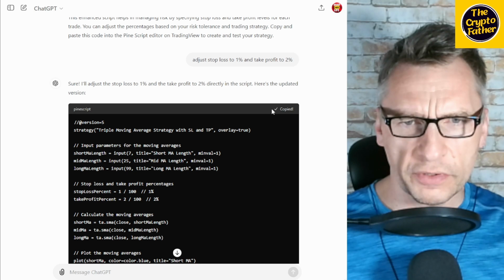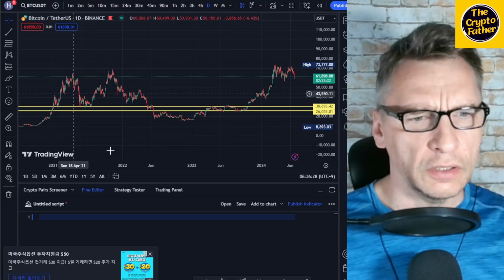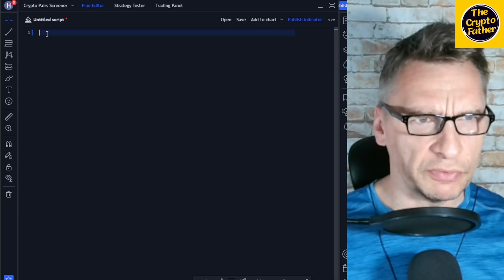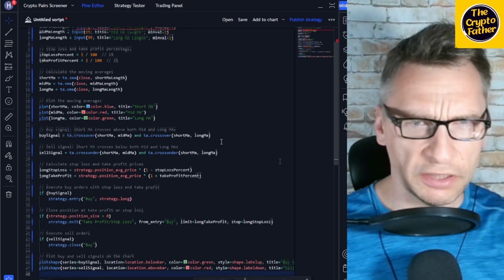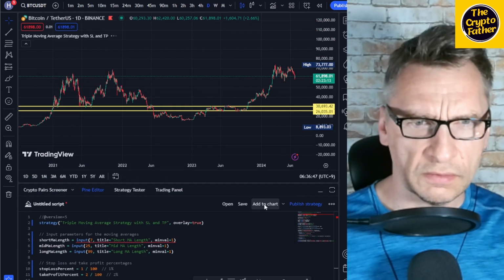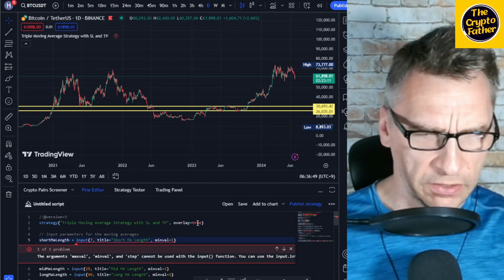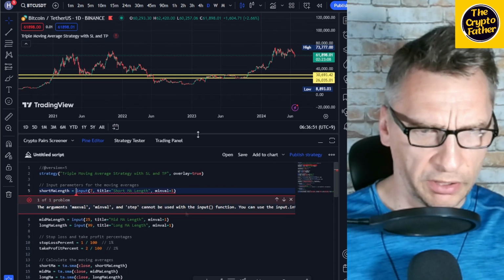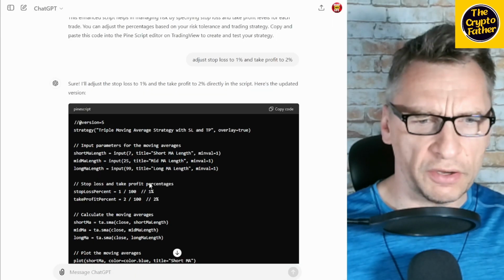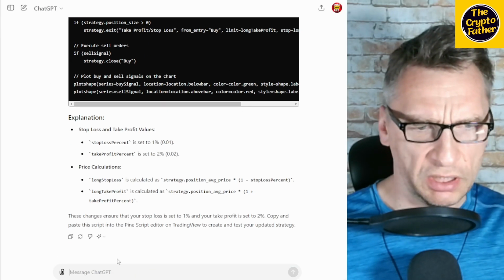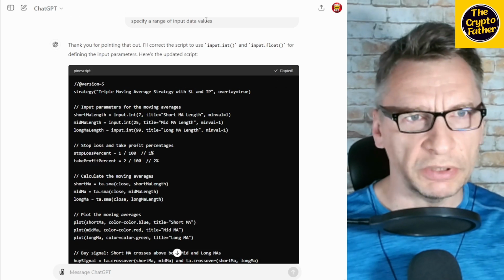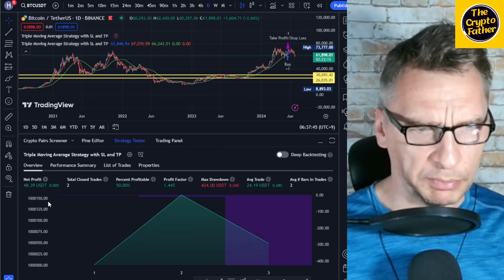Let's take this and throw this into the Pine editor and see how it performs. Copy and paste it here, no errors. Add to chart. There's an error that came up. Okay, so if you get an error, simply copy that error and then go back to ChatGPT, paste it, and run that. So this is a complete one. Okay, no errors popped up, so that's good.